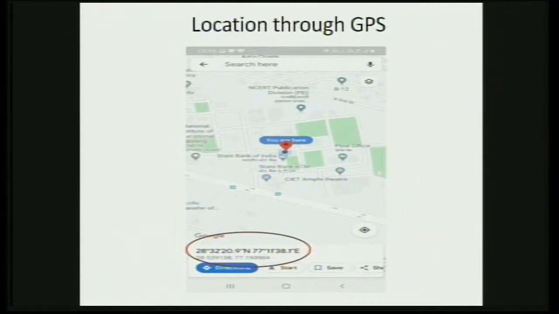Yeah, this is location through GPS. GPS is already there in your smartphone. When you switch on the GPS in your mobile, then you can see latitude and longitude.